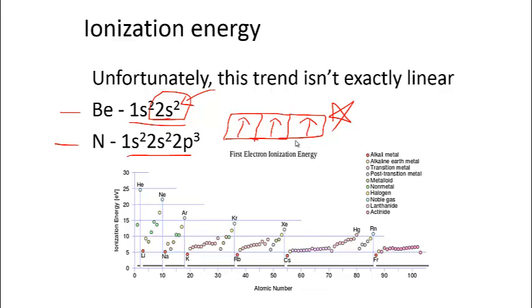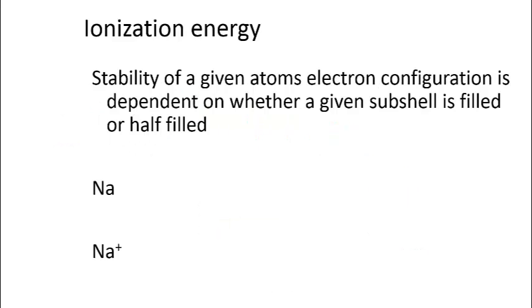So it's a little more difficult to remove an electron from nitrogen's 2p subshell because each electron resides in a different orbital. If the stability of a given atom's electron configuration is dependent on whether a given subshell is filled or half filled, let's take this into consideration by writing electron configurations for a few cations. Sodium loses an electron to form a Na plus cation. So let's examine sodium's ground state electron configuration and sodium's cation electron configuration.